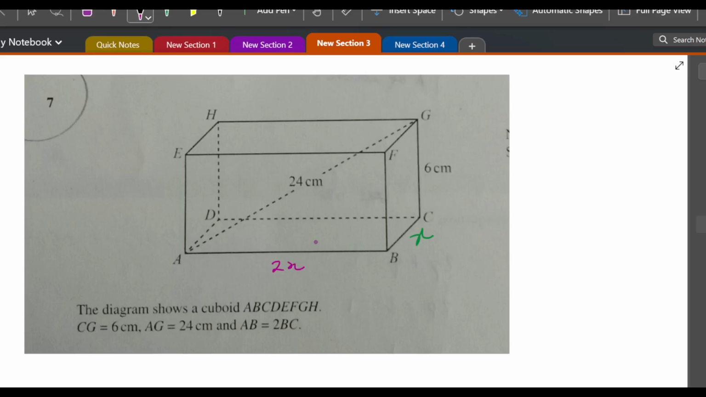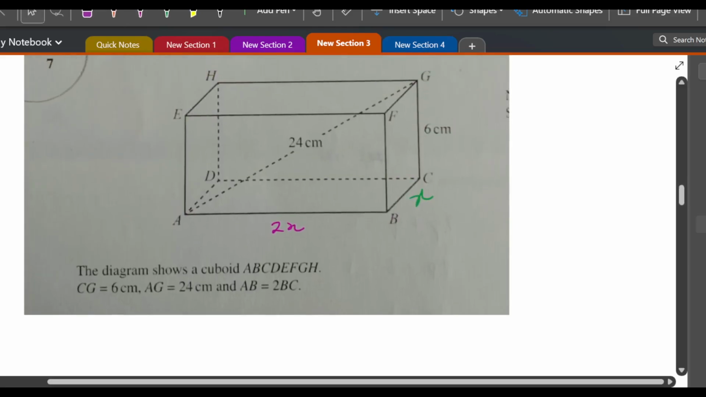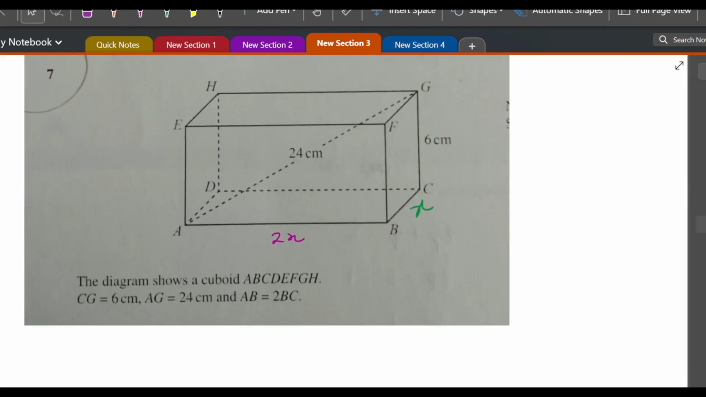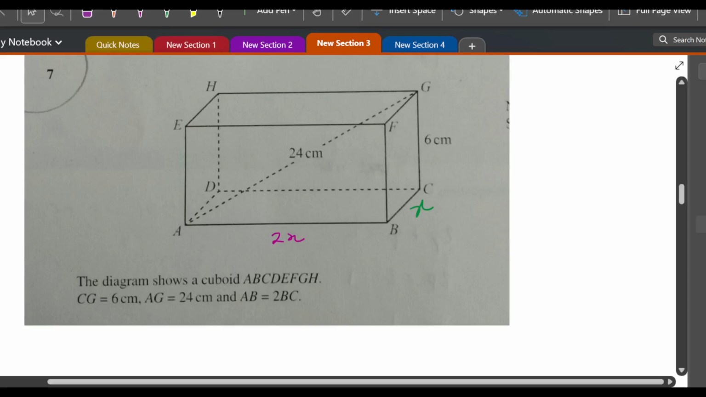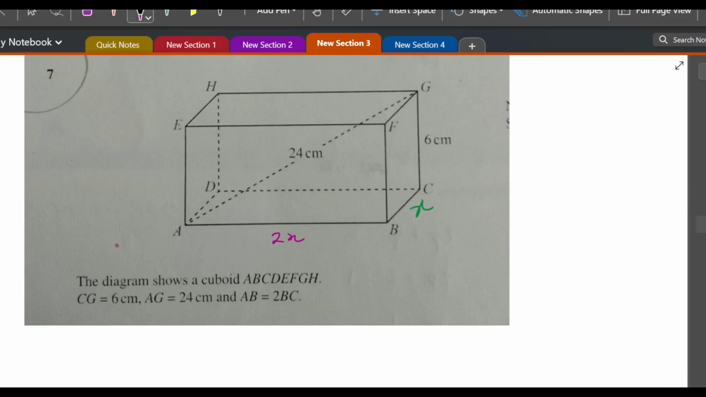Now what is the question you have to find out? Your question is to calculate AB. Actually, all lengths we should calculate, but we have to calculate AB. Let me join this AC, because at the ground plane I will join this AC.